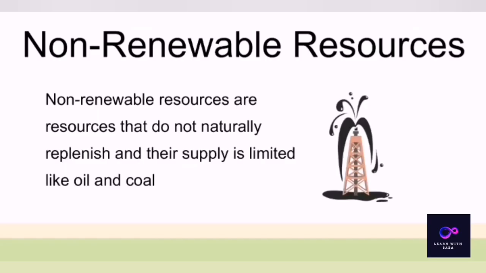Next, we are discussing the non-renewable resources. These are the resources present on our planet that cannot be renewed. They become finished after some time, after a long time of using these products and resources. Non-renewable resources do not naturally replenish, and their supply is limited, like oil and coal. They are present in some specific areas, but after excessive use of oil and coal, they become finished.